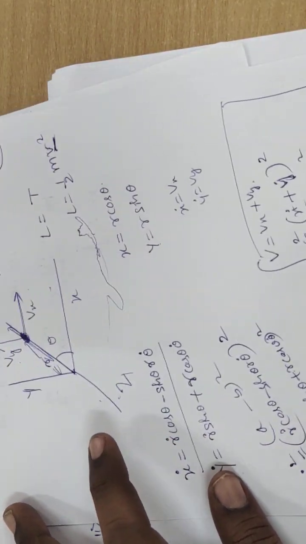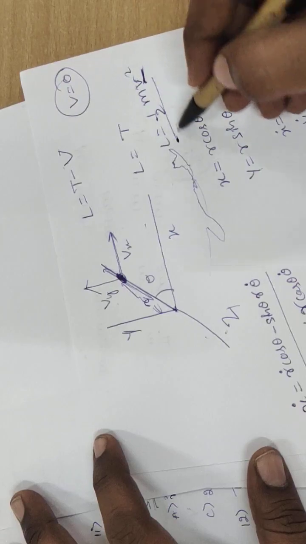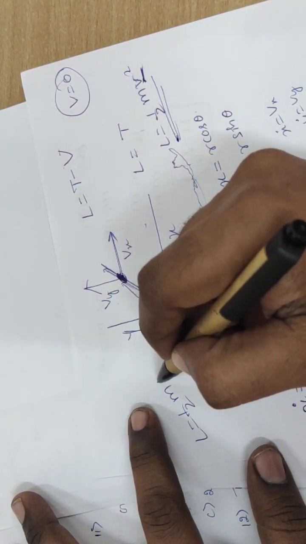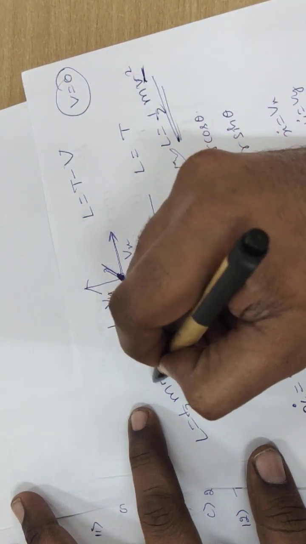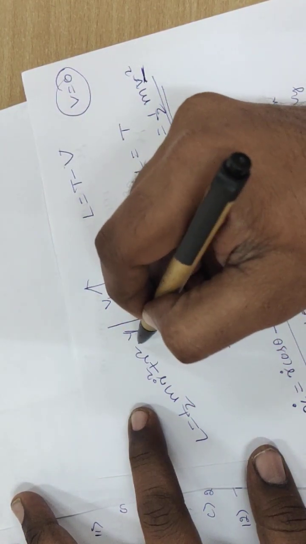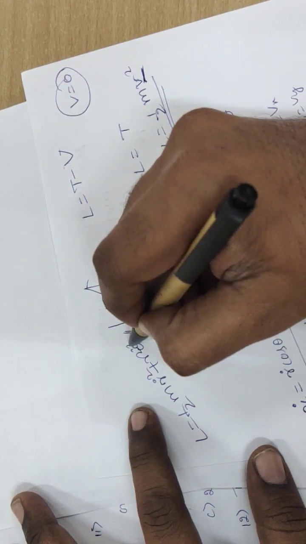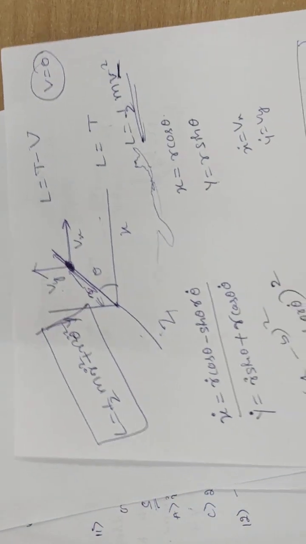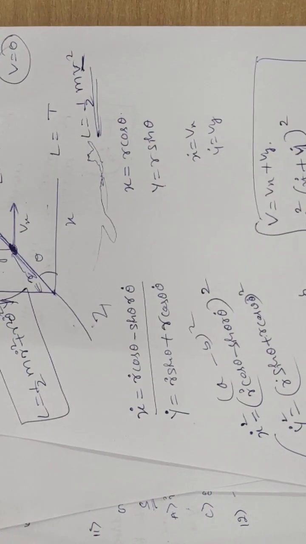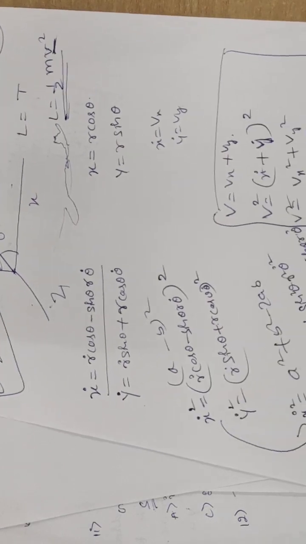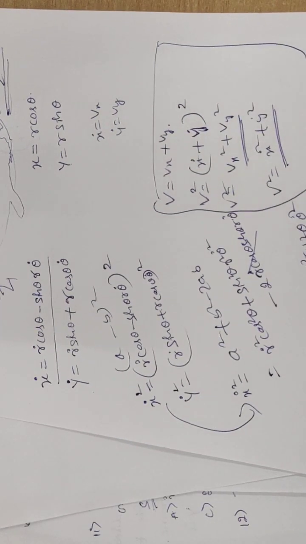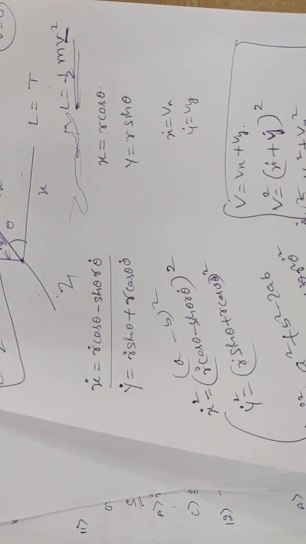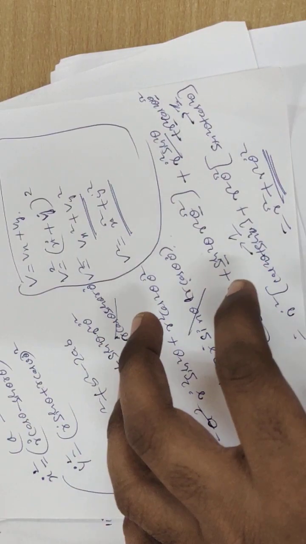Therefore we can write L is equal to half m v square. In place of v square, let us write r dot square plus r square theta dot square. So this is our Lagrangian. Now let us write the equation of motion in Lagrangian form.